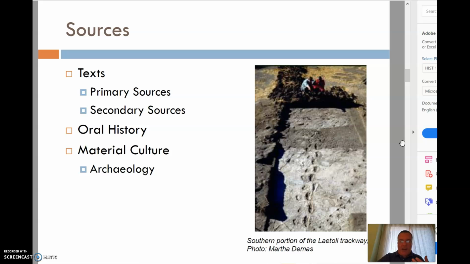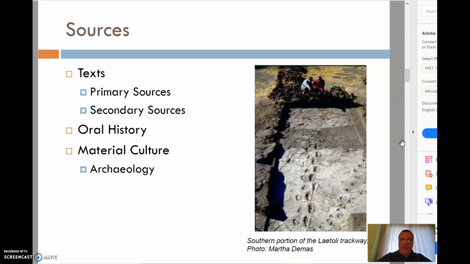And lastly, in terms of primary sources, we have material culture. So material culture can also be a helpful tool to us in terms of unpacking the story of the past, because we can use objects to be able to tell people stories as well.